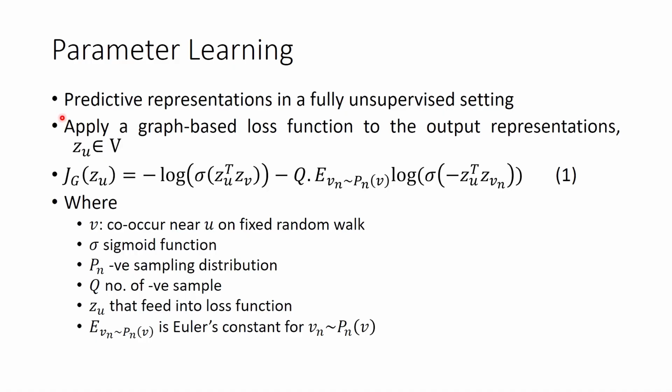Parameter learning. So how will we learn our parameters? For the predictive task, we can use fully unsupervised learning. Sometimes we can use supervised also. So let's see how it's done. Here is the loss function, J_G of z_u, where our final output z_u will be equal to minus log of sigma.